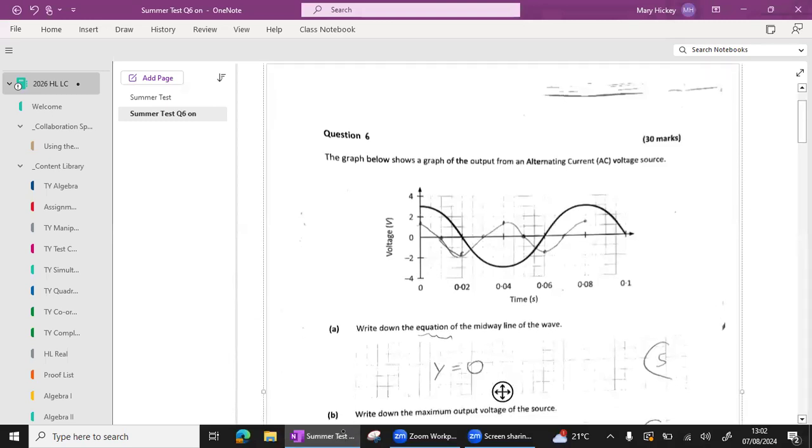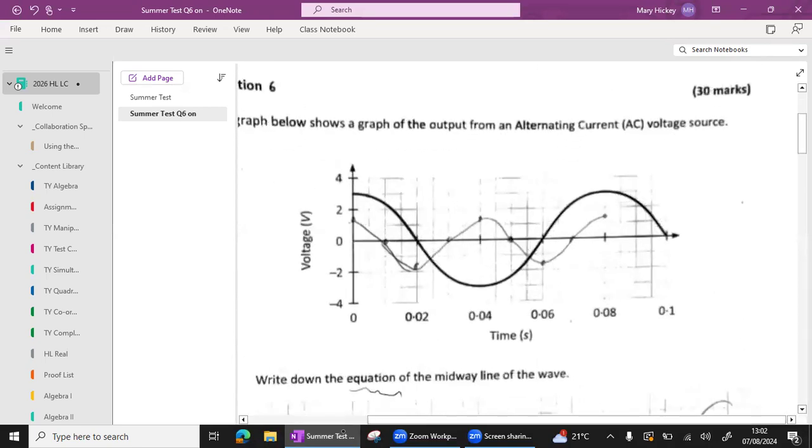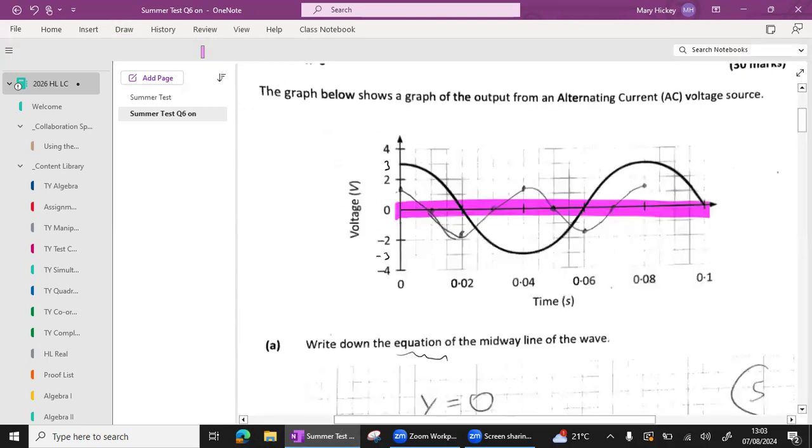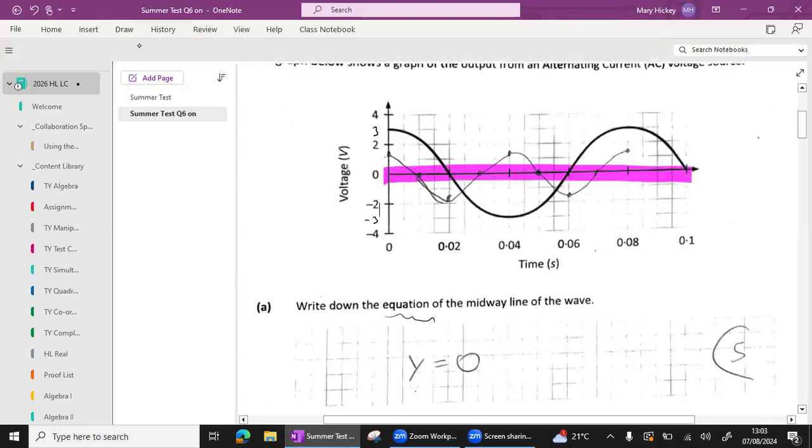Now, all we were looking for was literally where the midway line was. The highest is obviously 3, and down here the lowest it goes is -3. So we can hopefully easily see that the midway line, I'll do it here in another color, is 0, basically. That was 5 marks in the exam.